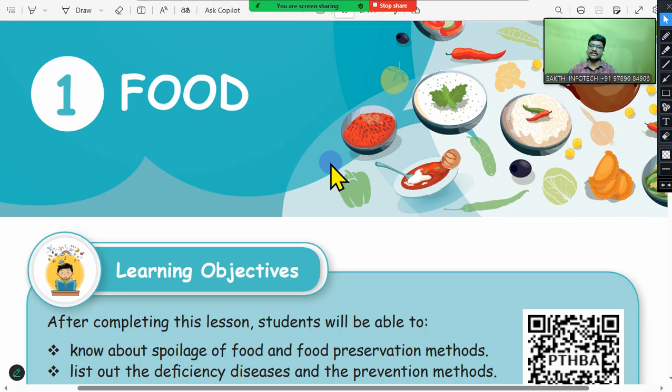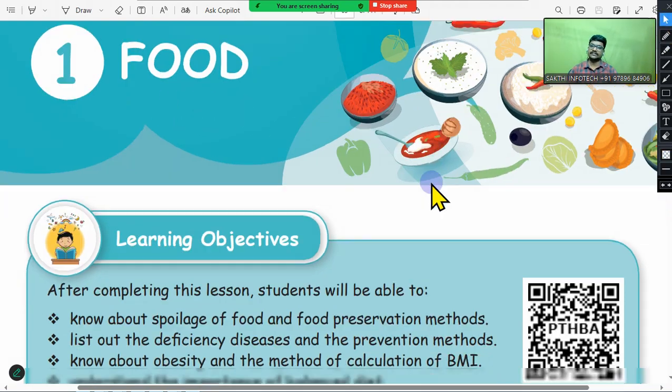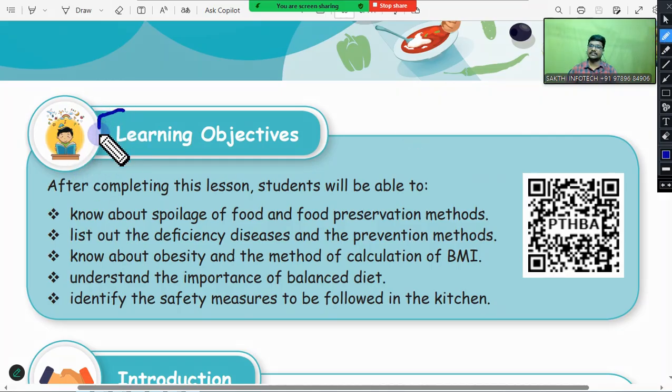Okay, let's start practicing. Food. Read 2 times. Okay, next. Learning objectives. Read 2 times. Okay, next sentence. After completing this lesson, students will be able to.